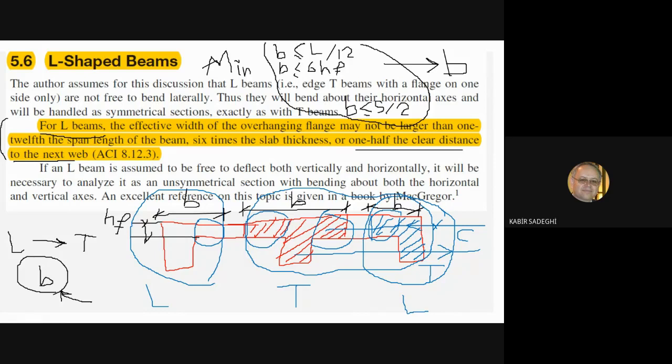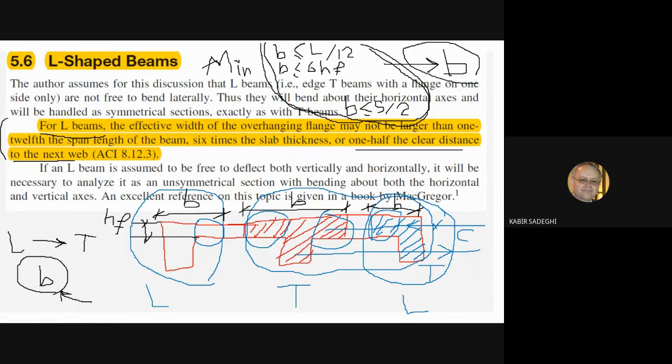Imagine in the exam, I give you one L beam. You start design like a T beam. Just first, when you calculate B, you calculate B from here. You apply these three values, not the value that I gave you. Okay.